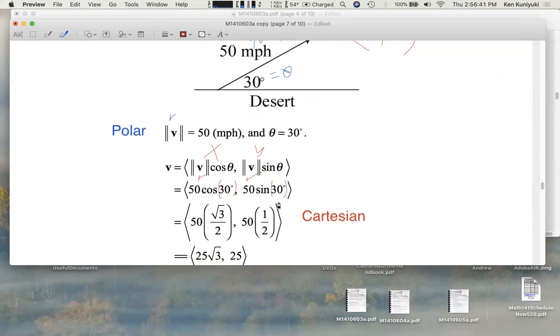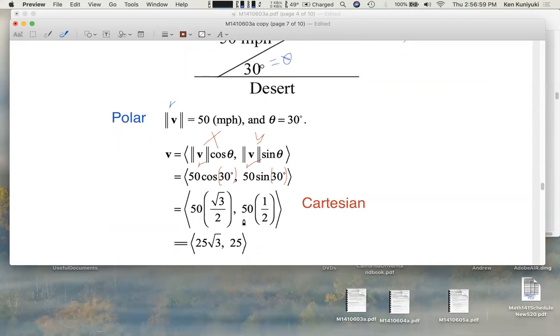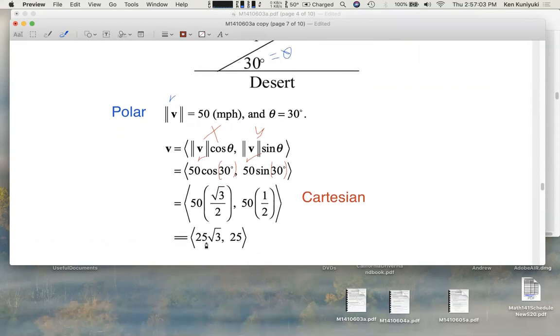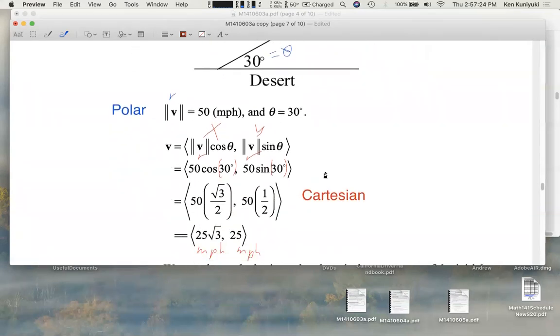These are known special angles. You shouldn't even have to use your calculator. 50 times cosine of 30 degrees is root 3 over 2, and then 50 times sine of 30 degrees is 1/2. You better know that, right? A physics professor asks you, what's sine of 30 degrees? You say, sir or ma'am, it's 1/2. Simplify, we get 25 root 3 for the horizontal component, 25 for the vertical component. Technically, we should put the unit miles per hour for both. A lot of books don't do that, but technically, these two components share the same unit, miles per hour, as the hypotenuse here, r.